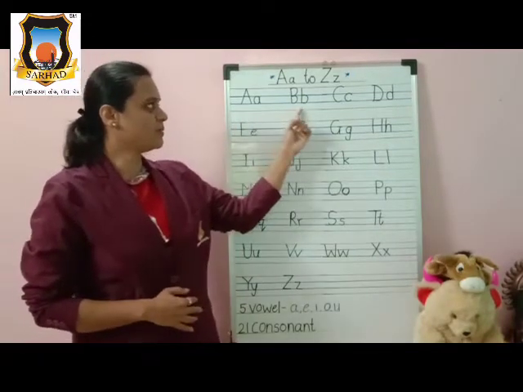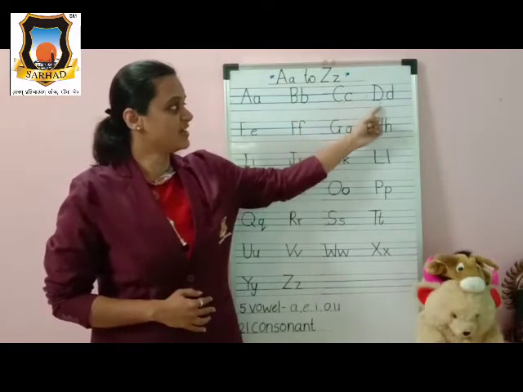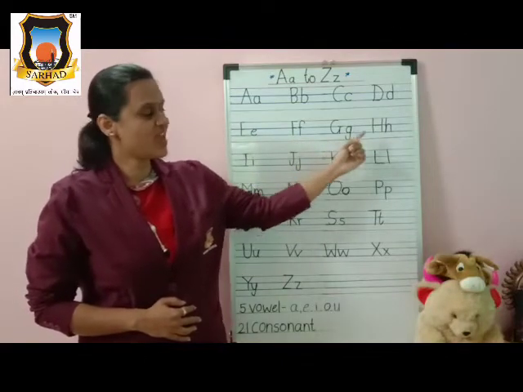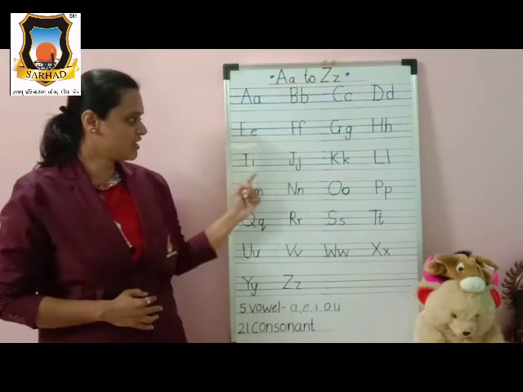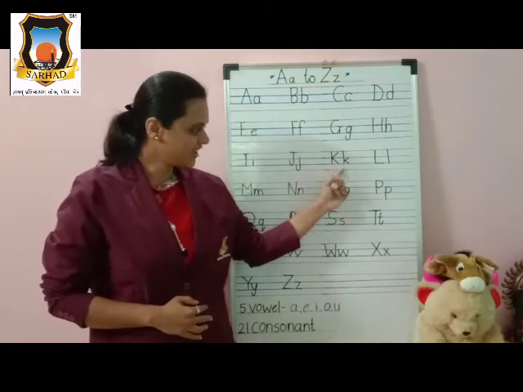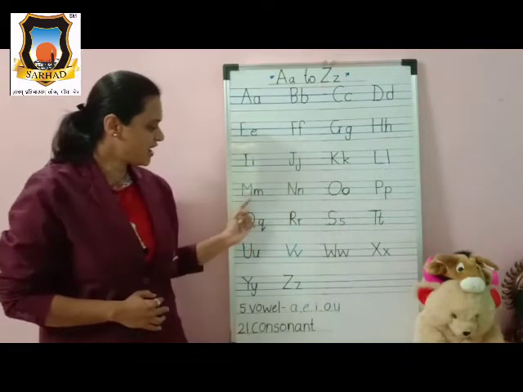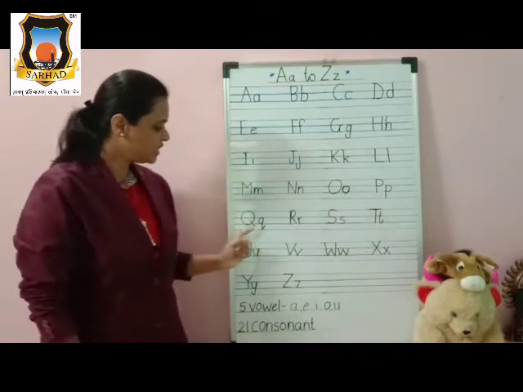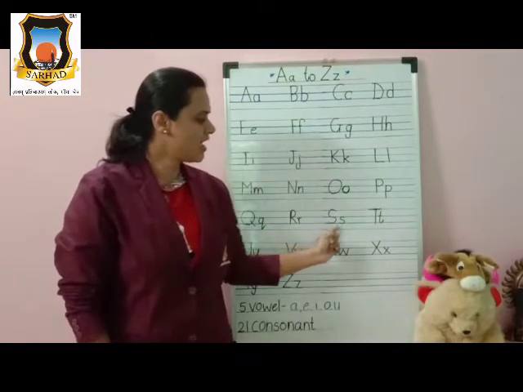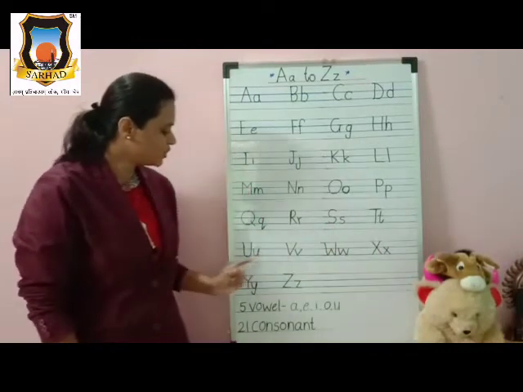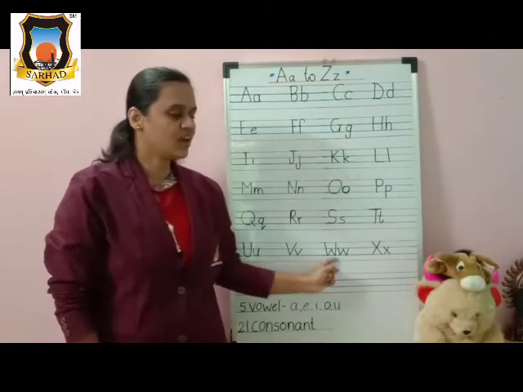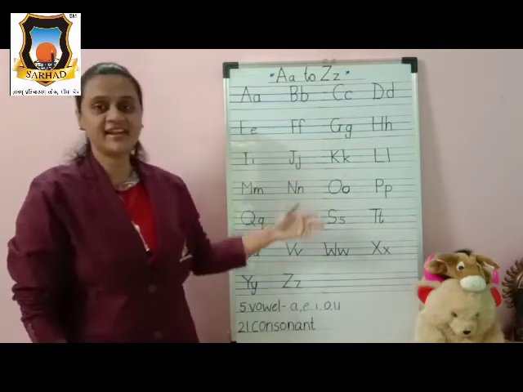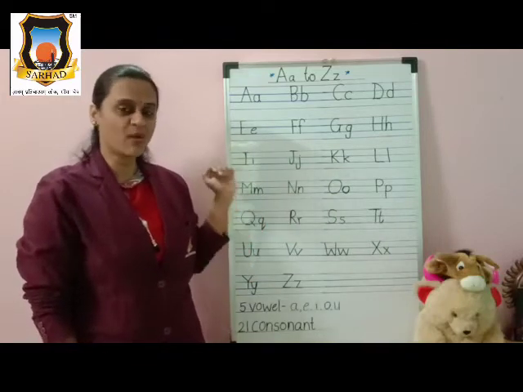A, B, C, D, E, F, G, H, I, J, K, L, M, N, O, P, Q, R, S, T, U, V, W, X, Y, Z. These are letter names. Now, sound.